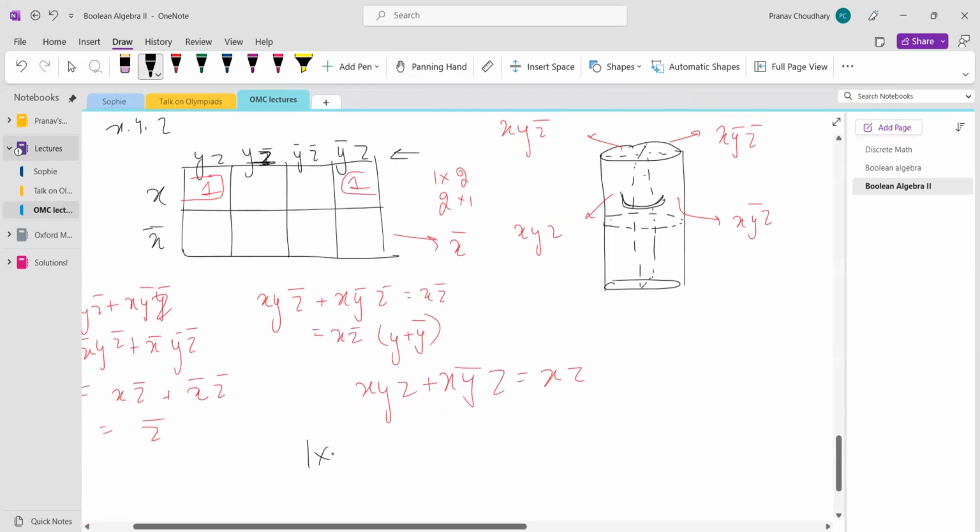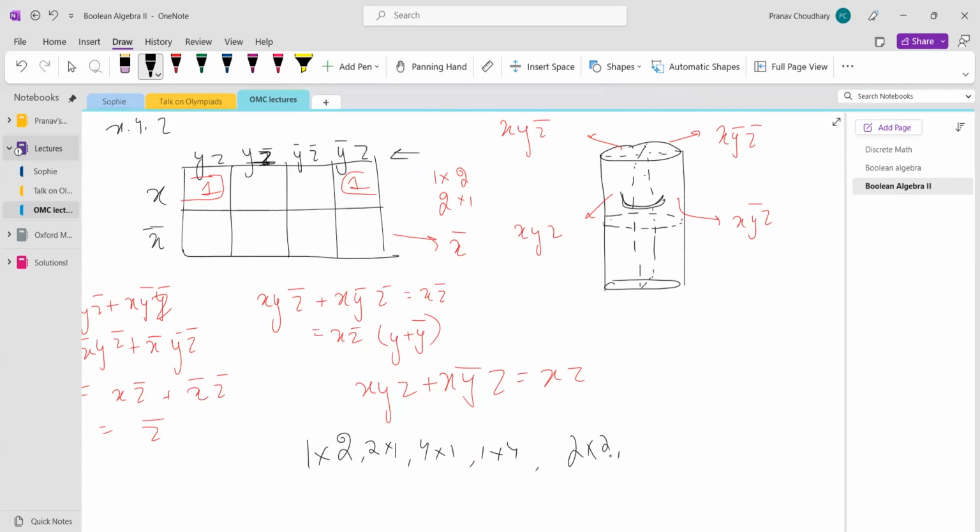So in this case, whenever you see a 1 cross 2 rectangle, 2 cross 1 rectangle, 4 cross 1 rectangle, 1 cross 4 rectangle, 2 cross 2 rectangle, and the whole thing, 2 cross 4, which is just identically 1, then you know that there is some sort of minimization which you can do. So is this clear, how we do it for 3 variables? Yes or no, people? Okay.